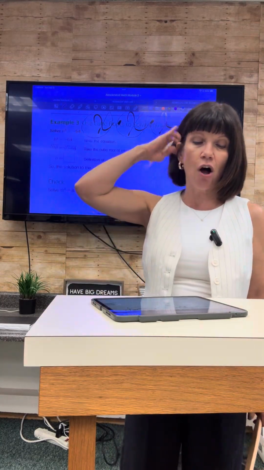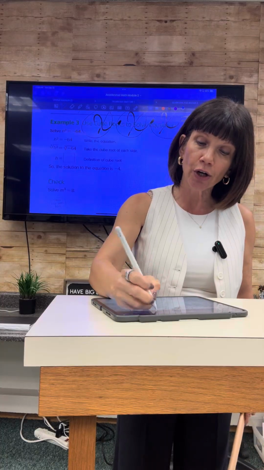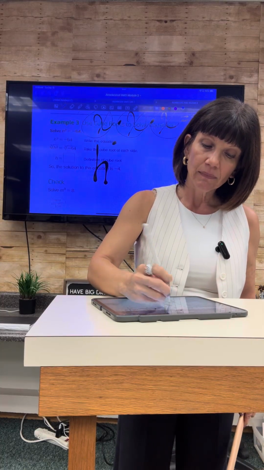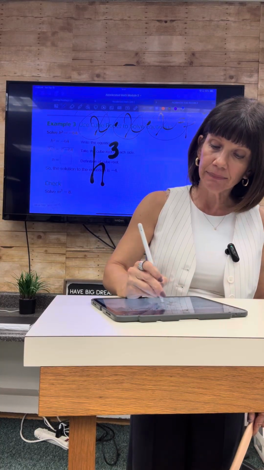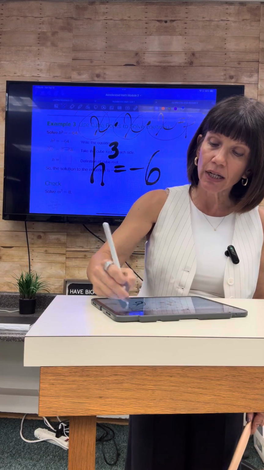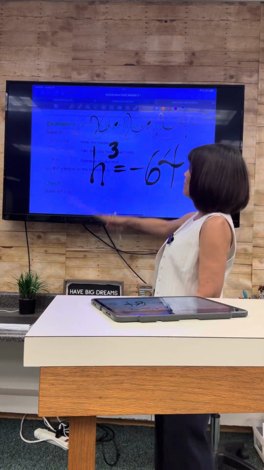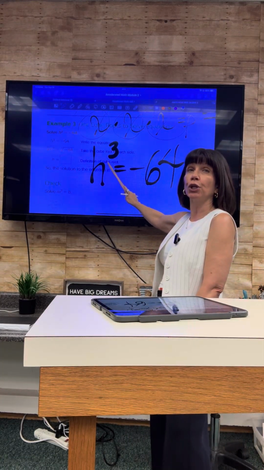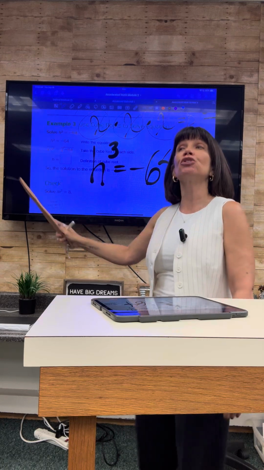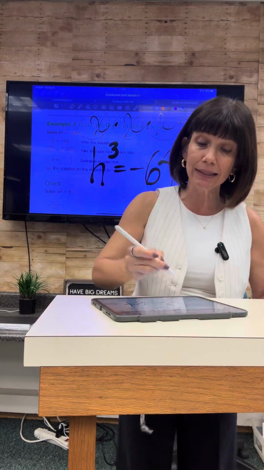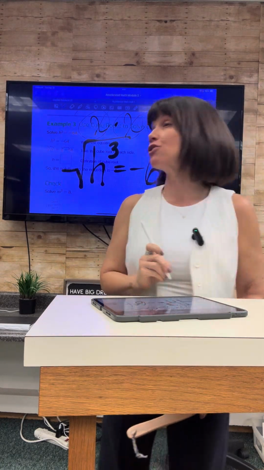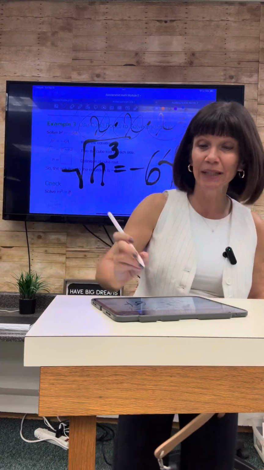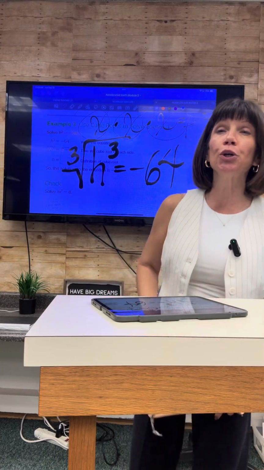All right, so let's solve h to the third equaling negative 64. Class, what must I do to undo the cubing of h? I must what root it? Say it, please. Please don't say square root it. Please say cube root it.